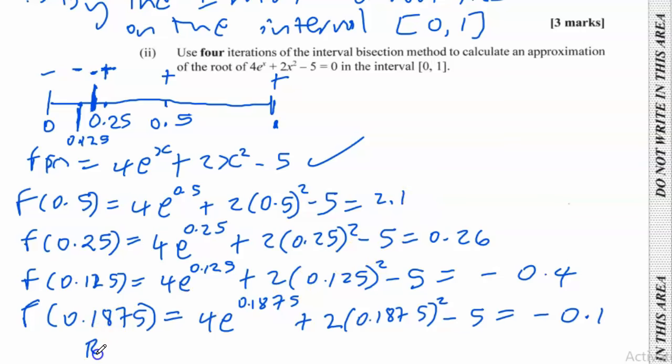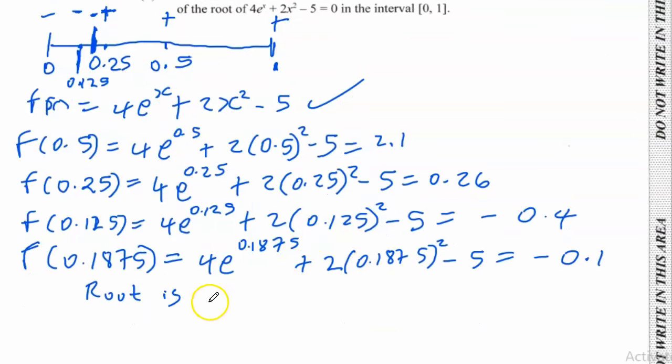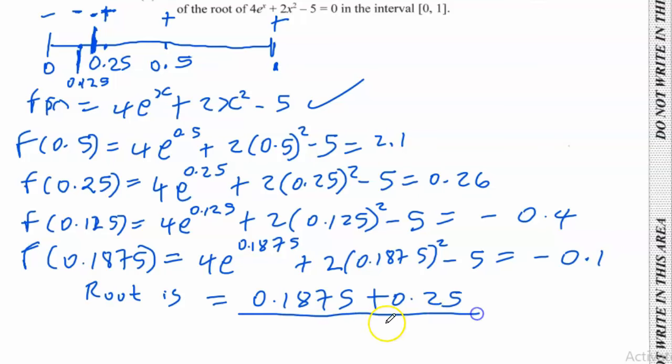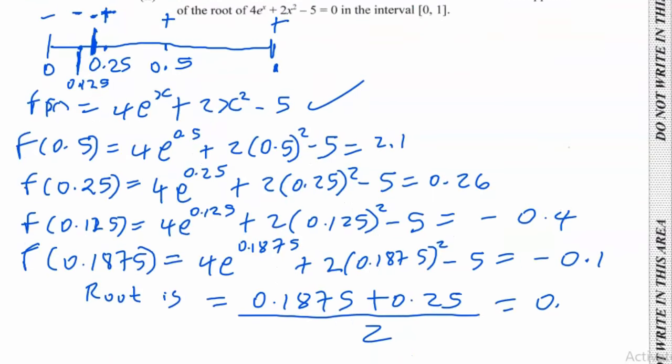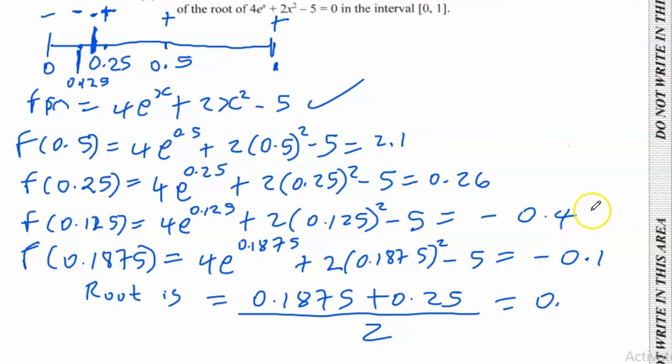So an approximation to the root is, we know it's between 0.1875 and 0.25, so we're going to average those numbers. Average those, we'll get, let me use 3 decimal places, 0.219, or 0.22 to 2 decimal places. Let's continue.